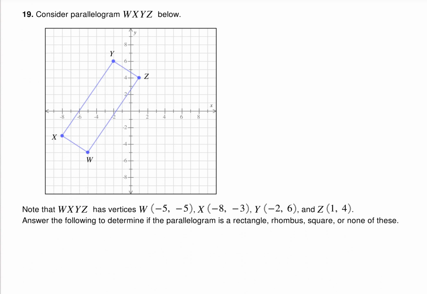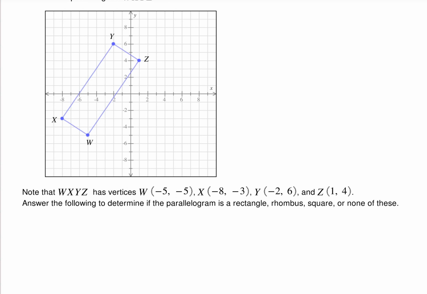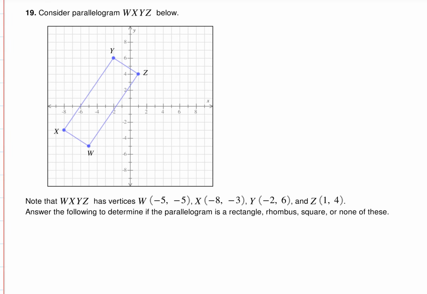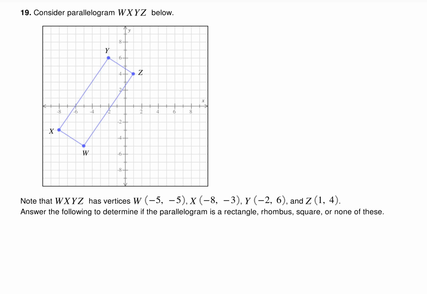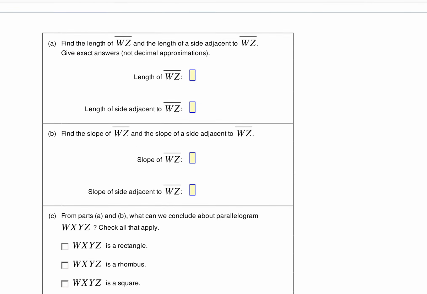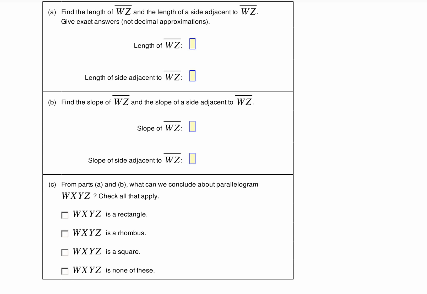Problem 19. Consider the parallelogram WXYZ below. Notice that the points X, Y, Z are given below. Answer the following to determine if the parallelogram is a rectangle, a rhombus, a square, or none of these. The question is way down below. What we're going to do is find the length of WZ.